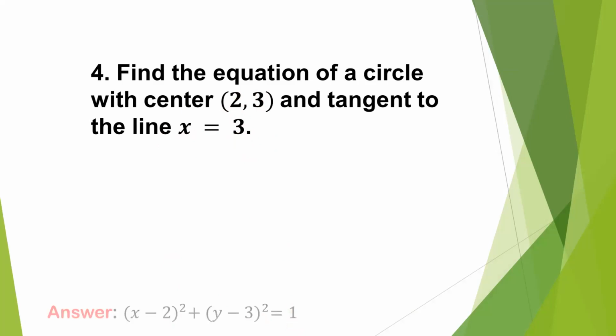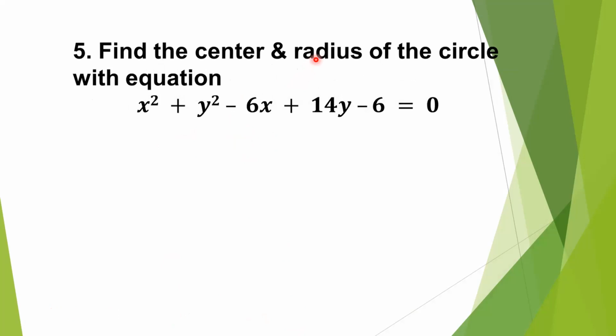Okay. So find the center and radius of the circle with equation x squared plus y squared minus 6x plus 14y minus 6 equals 0. Okay, again, you can choose to pause this video for a longer time if you want more time to answer. The answer here is center will be (3, negative 7), and the radius is 8.